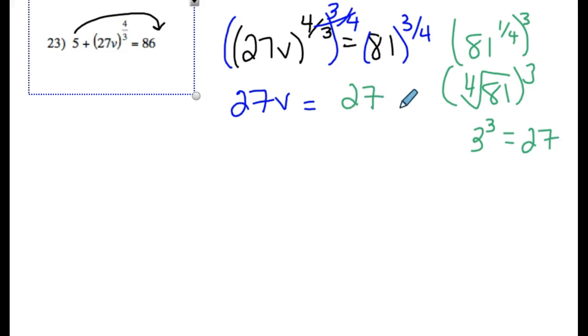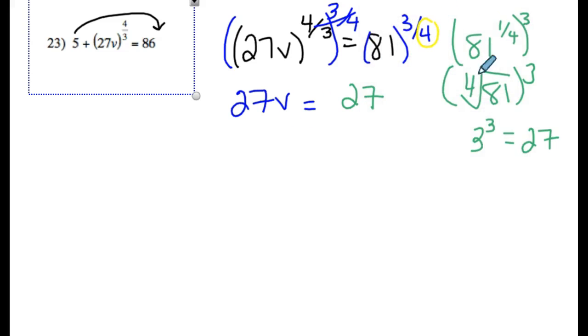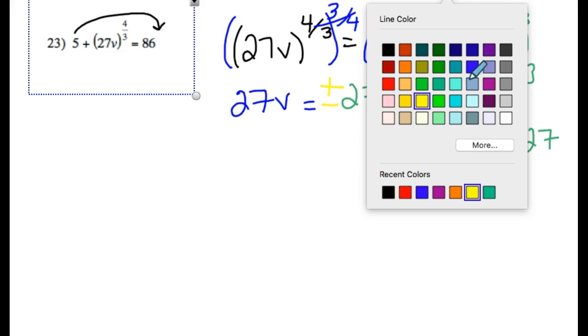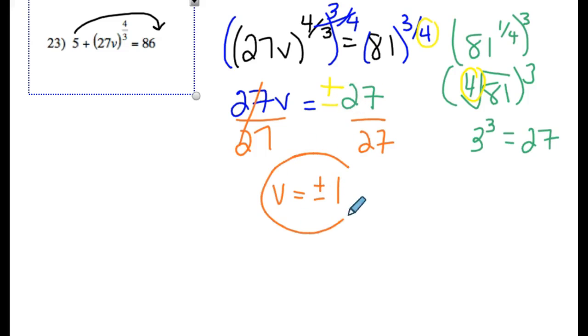When I put 27 here, I need to ask myself, do I need a plus or minus? The number here on the bottom is even, the number in my radical is even, so because that's even, I'm going to put my plus or minus. To solve for v, I'm going to go ahead and divide by the 27 out front here. So plus or minus 27 divided by 27, positive 27 over 27 is 1, negative 27 over 27 is negative 1, so my answer is plus or minus 1.